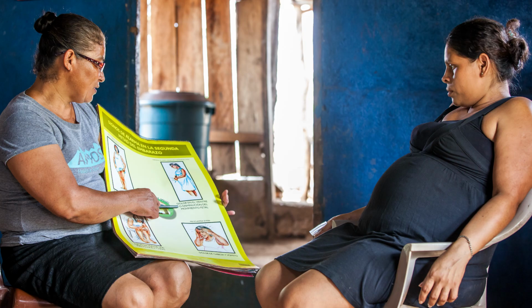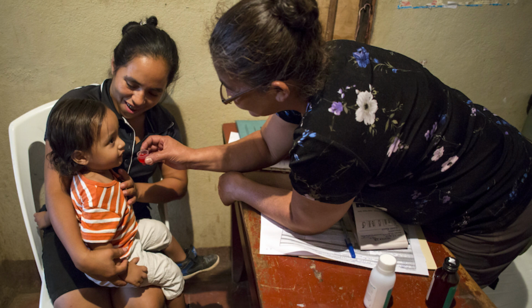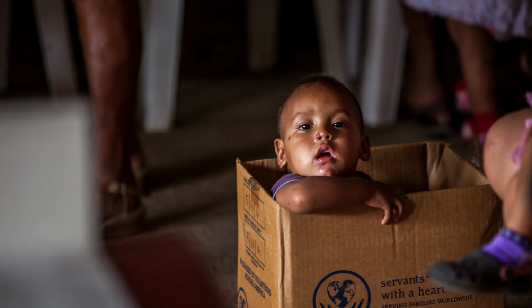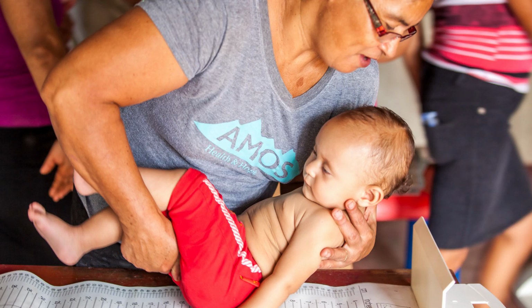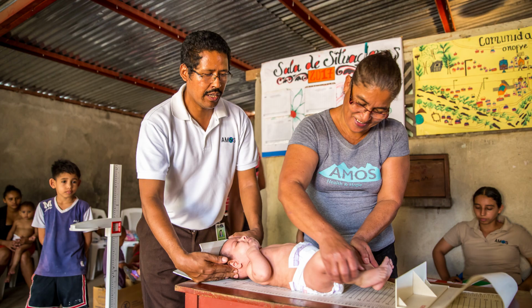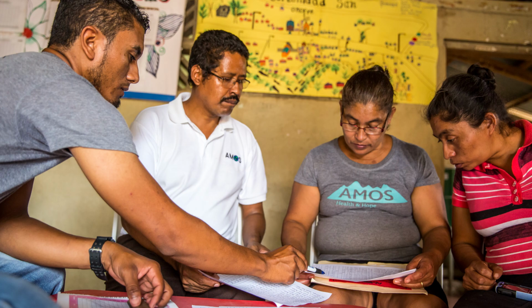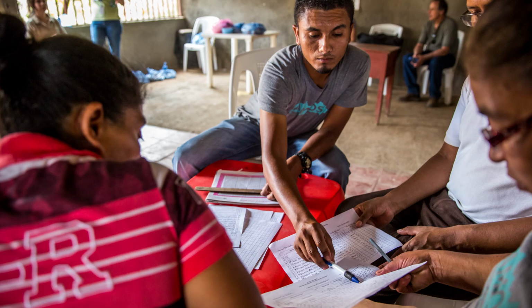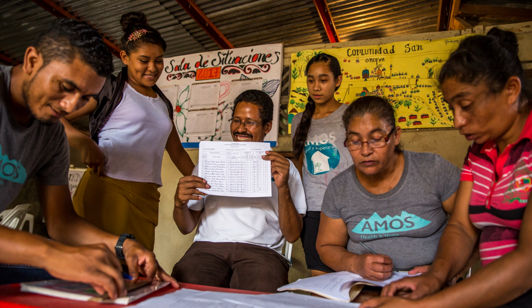We teach them simple protocols to help save lives, such as preventing and treating diarrhea, a common cause of mortality in children in rural Nicaragua. And since malnutrition is the underlying cause of 50% of these preventable child deaths, Timotea is also trained to prevent, identify, and treat malnutrition. AMOS also trains volunteer leaders who can form a health committee that can prioritize health issues and work together with Timotea to improve the health of their communities.